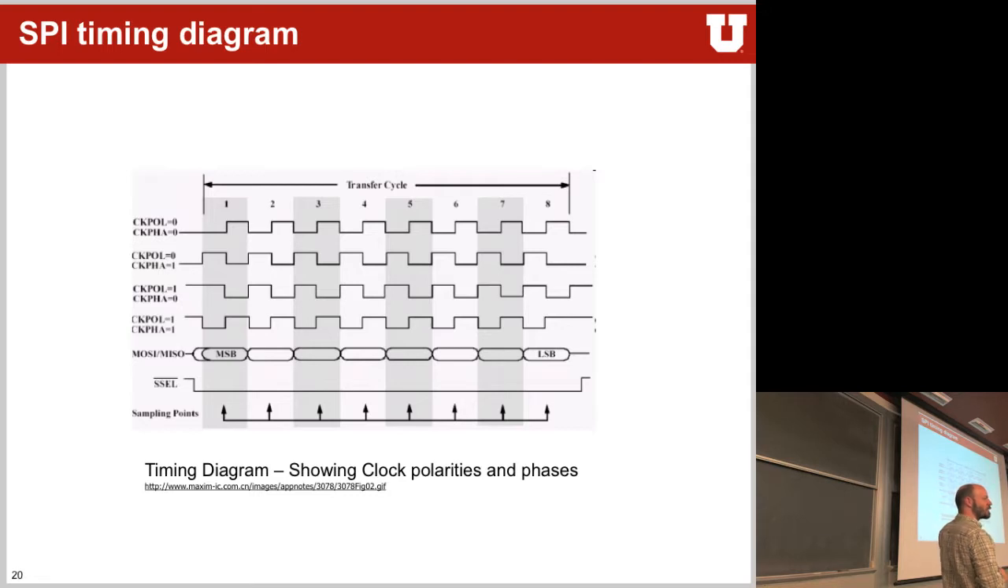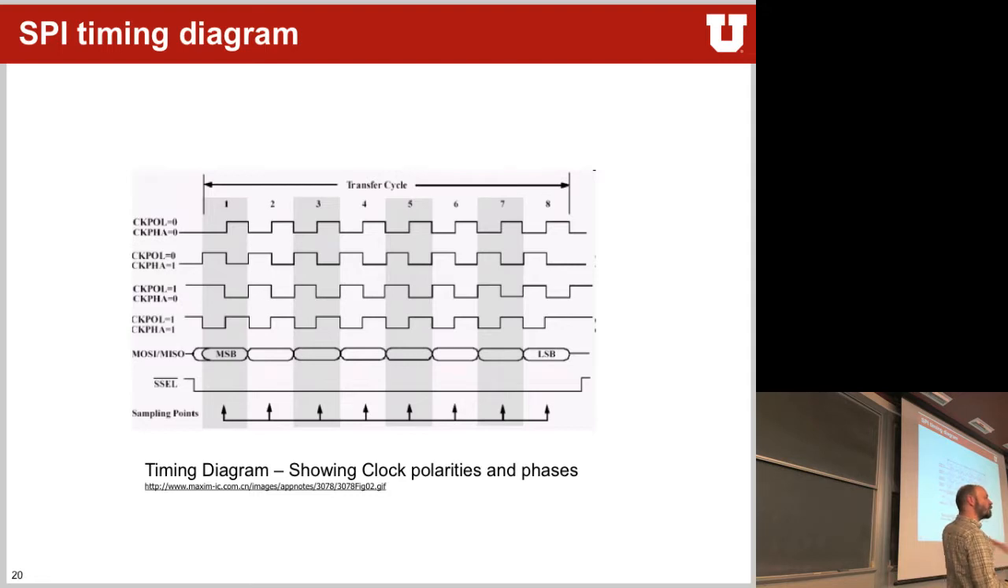So you just declare it as clock phase 1, polarity 0. You output at the rising edge, and the slave reads at the falling edge. And then you do it that way until the end. The transfer is over, usually, after 8 bits.